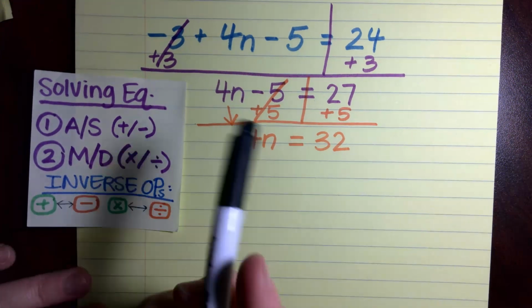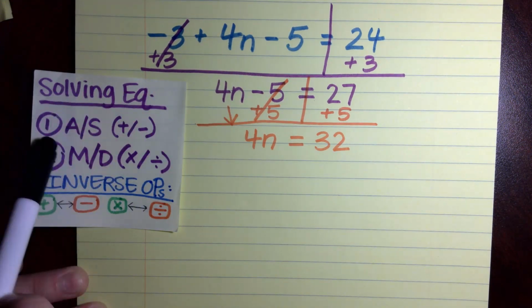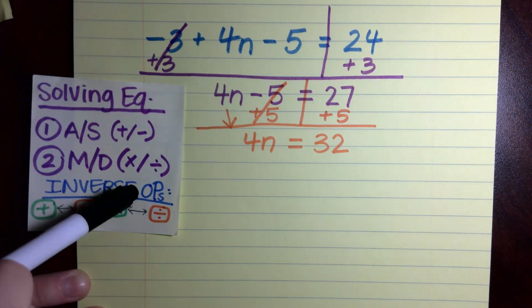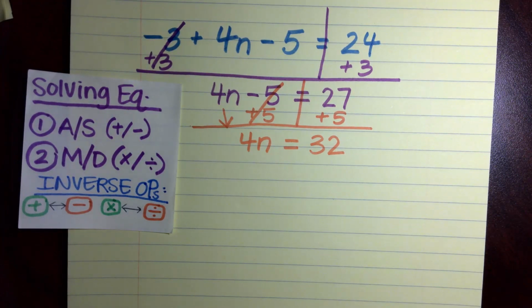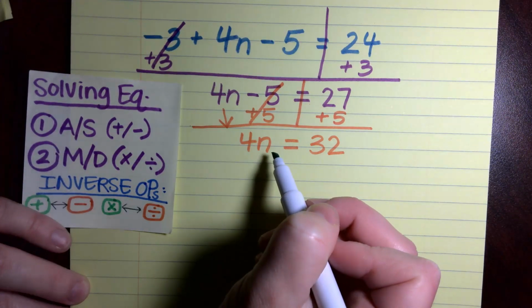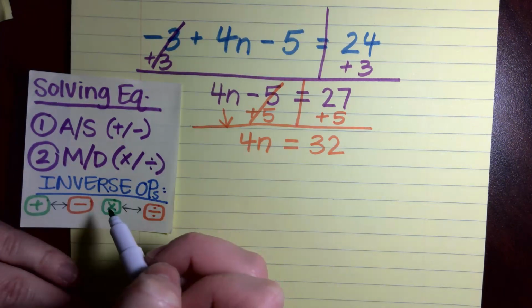So let's look at our steps. Do we have any more addition and subtraction? No. We do not. So that means now we can look for multiplication and division. So, do we have multiplication or division? We sure do. We have 4 times n. What do I need to do here? Divide.